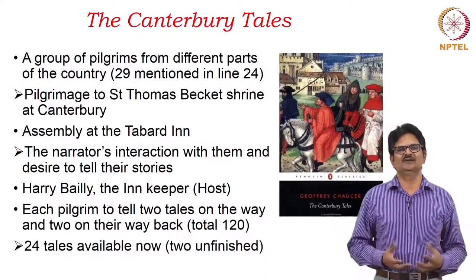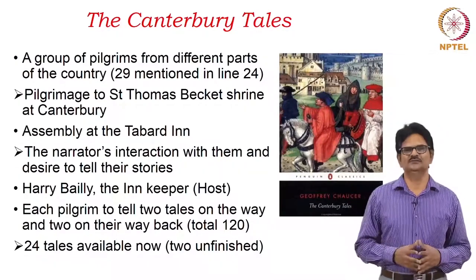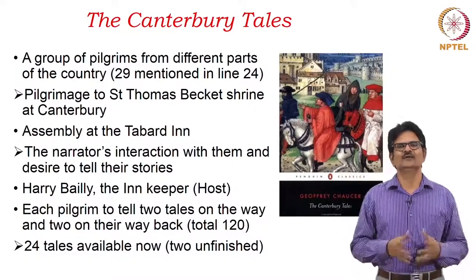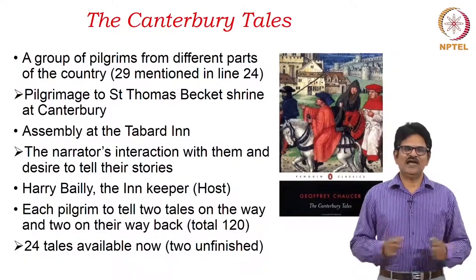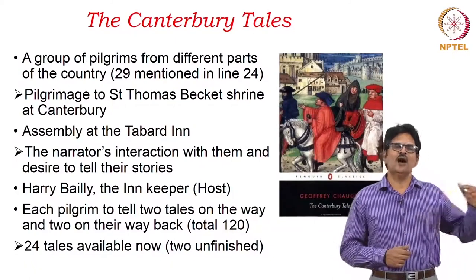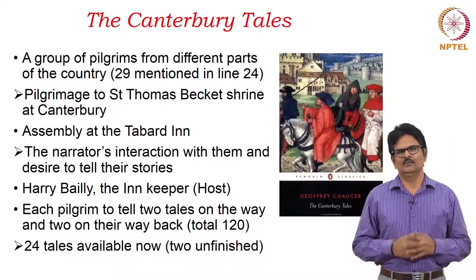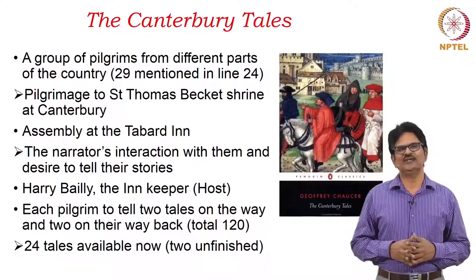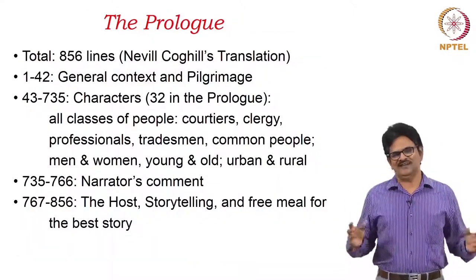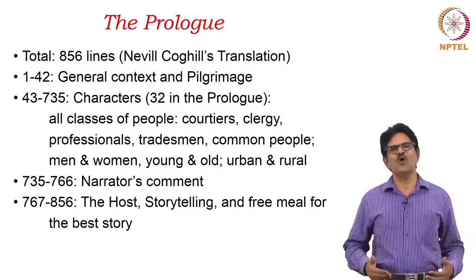The man who plans this idea of telling tales by these pilgrims is Harry Bailey, the innkeeper of the Tabard Inn. He plays the role of the host, the guide, the governor, the judge for all these pilgrims. According to the plan, each pilgrim had to tell two tales on the way to the shrine and two tales on their return. On the whole, it was planned to have 120 tales, but what we have now is just 24 tales. Of these 24, two are not yet fully completed. All these tales have the prologue. This prologue describes all these pilgrims.